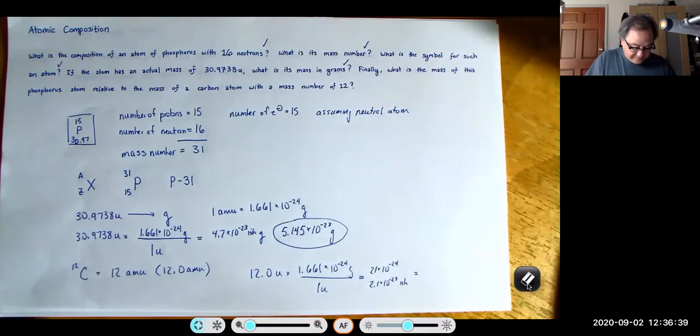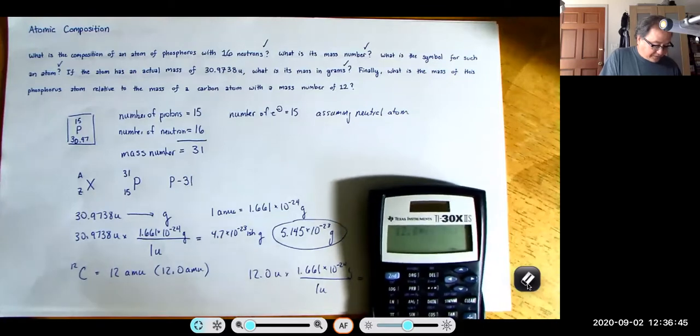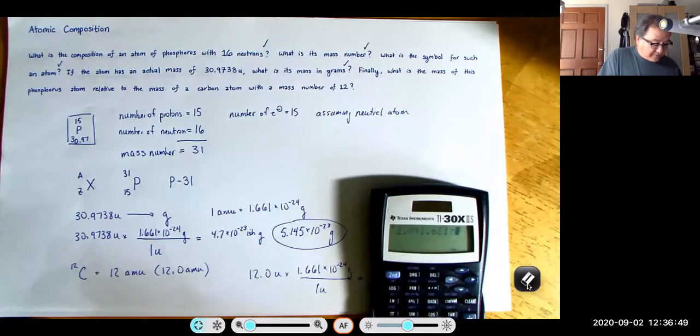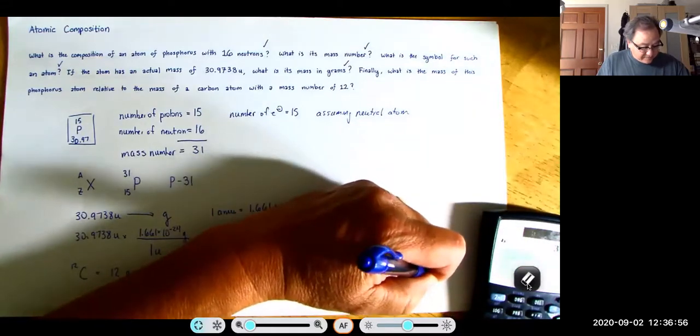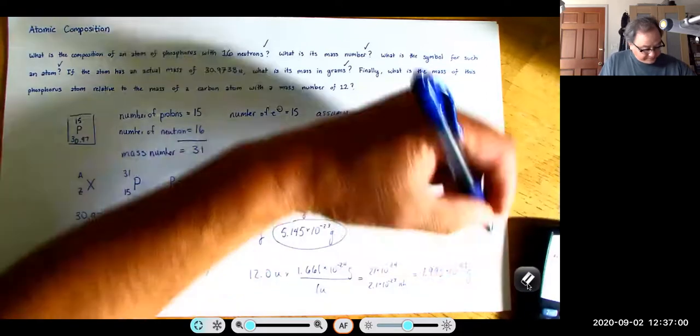12.0. I should show you my calculator. Times 1.661 second EE negative 24. And we get 1.99 times 10 to the minus 23 grams.